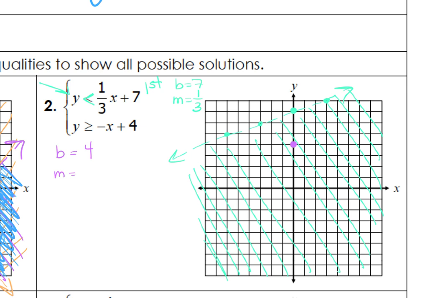What's your slope for this second line? Down 1, right 1. It's a -1. Okay, so you're going down 1, right 1. So from here, down 1, right 1. Remember, a negative slope should be on its way down from left to right. So it's going to look like that. Solid or dotted line? Solid. It's solid because it's got the equal to bar. So we're going to make it a solid line.